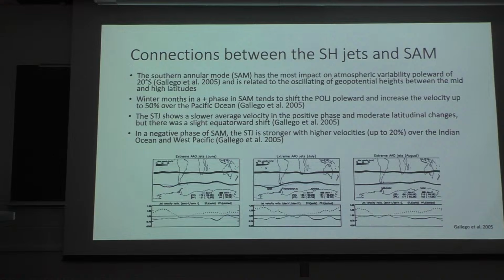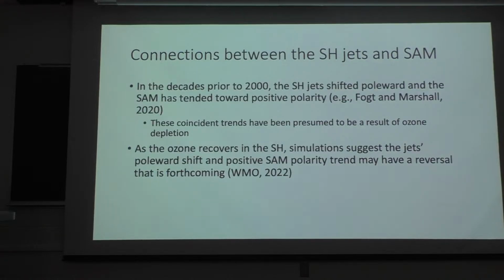And in a negative phase of SAM, the subtropical jet is stronger with higher velocities over the Indian Ocean and the West Pacific. In the decades prior to 2000, the Southern Hemisphere jets shifted poleward, and the SAM has tended to positive polarity. And these are coincident trends that have been presumed to be a result of ozone depletion. But as the ozone recovers in the Southern Hemisphere, as we have seen, the simulations of the jets seem to be shifting. They suggest that the jet's poleward shift in positive SAM polarity may reverse with the recovery of the ozone.